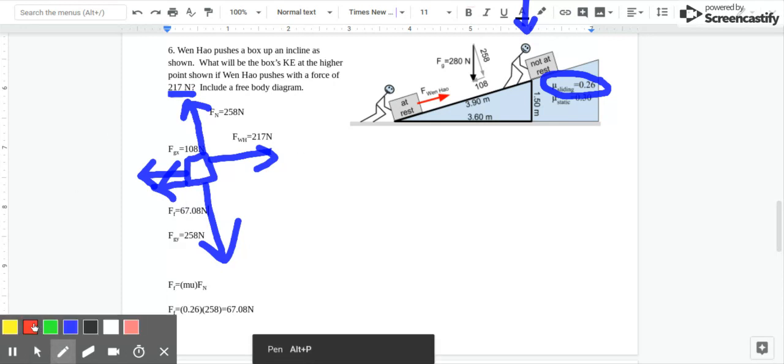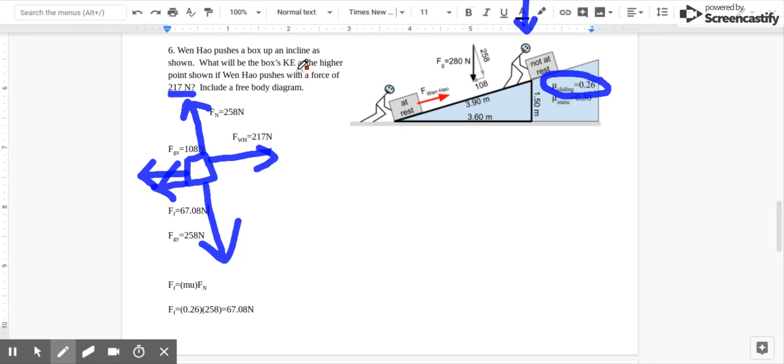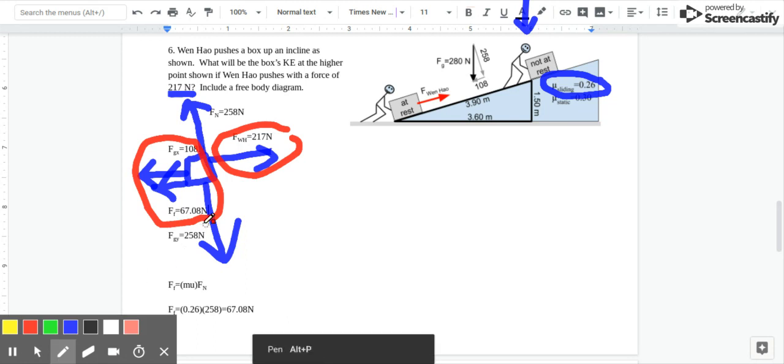Now what we're going to do is figure out what the box's KE is at the higher point shown. So the KE here. And so the movement of the box is up the ramp. So the three forces doing work are these three that I just circled. So let's go to here.